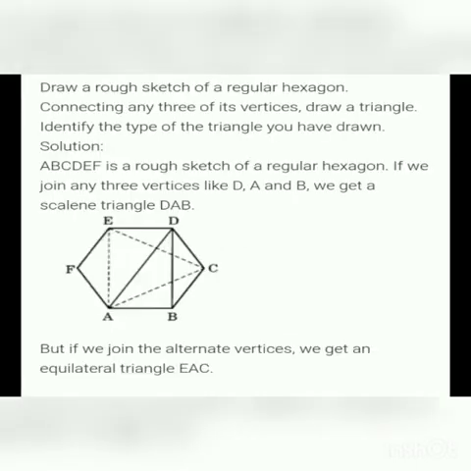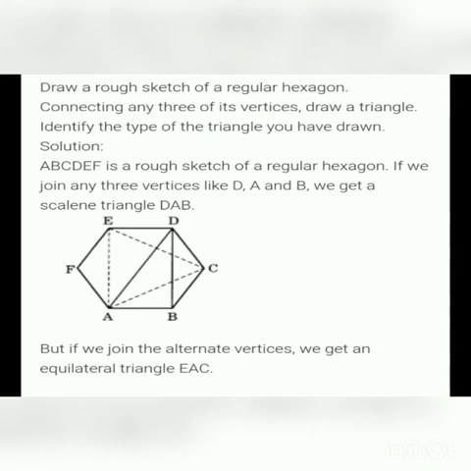Next question. Draw a rough sketch of a regular hexagon. The word regular is there. What is meant by regular? In the previous class I explained, a regular figure means a figure in which all sides and all angles are equal. So a regular hexagon means a hexagon in which all sides and all angles are equal.